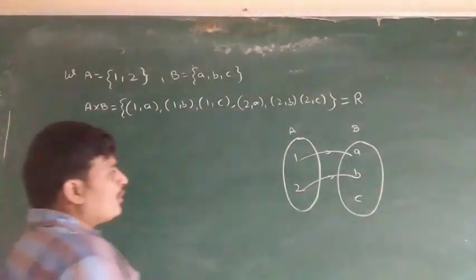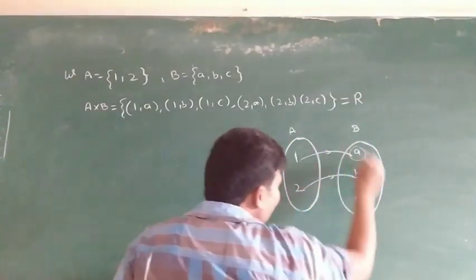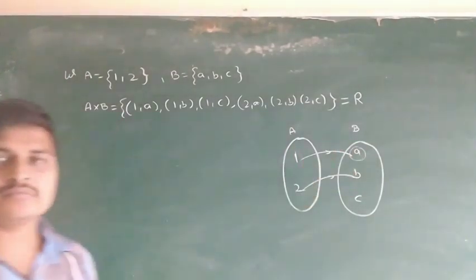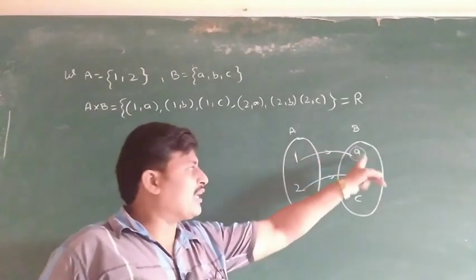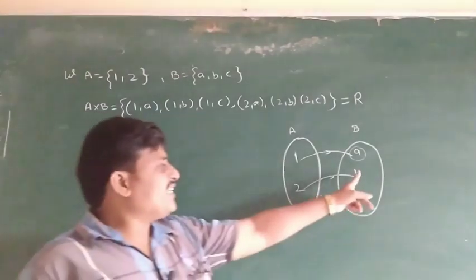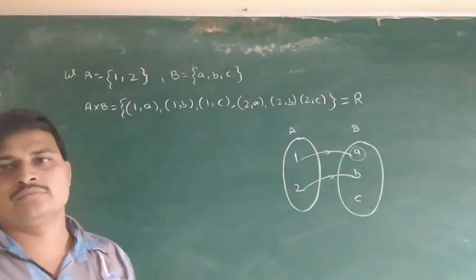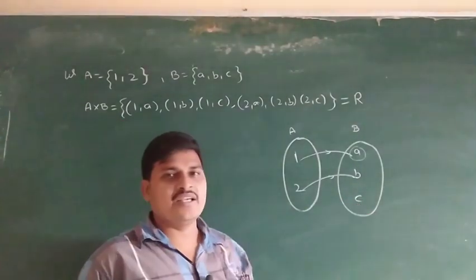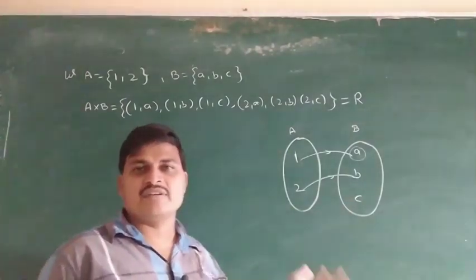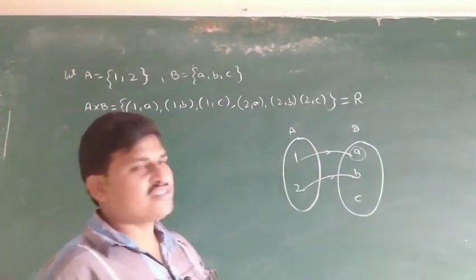What is the meaning of a? a is the image of 1. b is the image of 2. So what about c? There is no image, c is not the image of any element. So c has no image, so c is not a mapping.